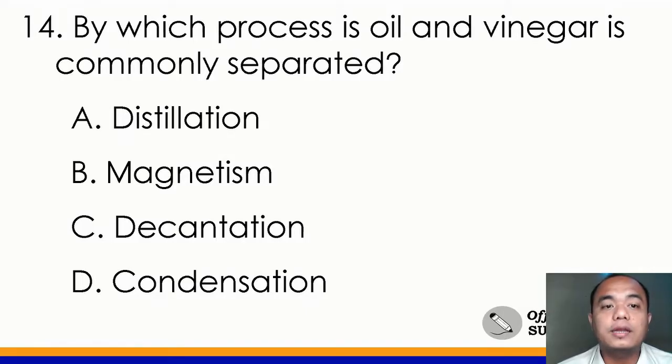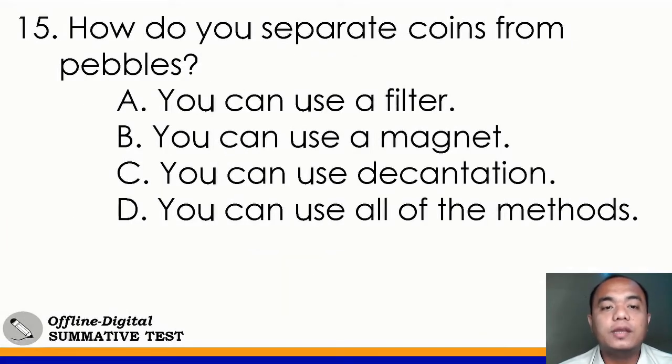Next, number 14. By which process are oil and vinegar commonly separated? A. Distillation, B. Magnetism, C. Decantation, or letter D. Condensation. The correct answer for number 14 is C. Decantation.